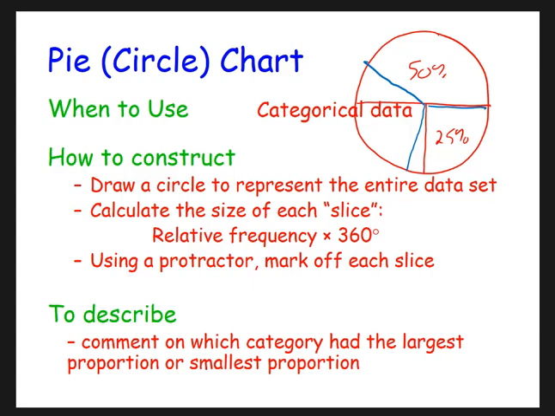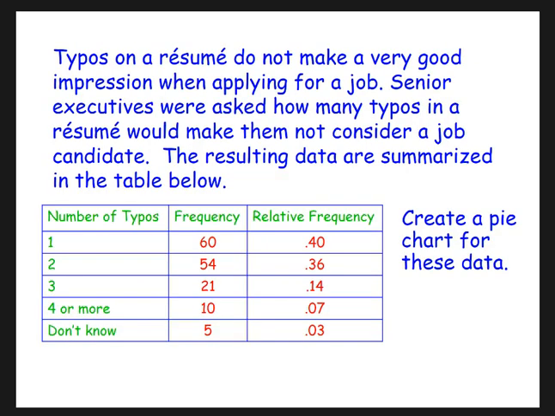Then you need to make sure you have each category labeled or a key of some sort, a legend telling which one is which. So here we go again. Here's our number of typos in typing a resume: 1, 2, 3, 4 or more, or don't know. The raw frequencies are in there, and we did calculate the relative frequency for each. Now that 0.40 is 40%, so that's going to be a little bit less than half of the pie chart.